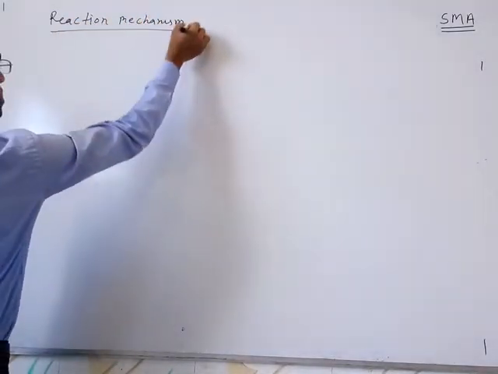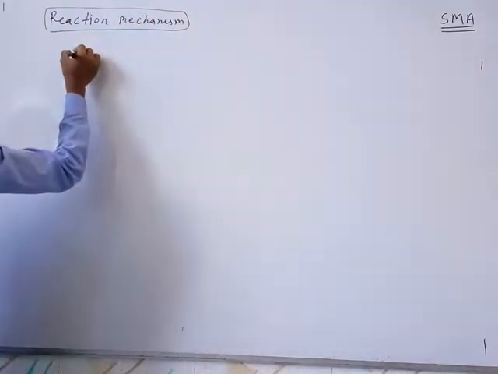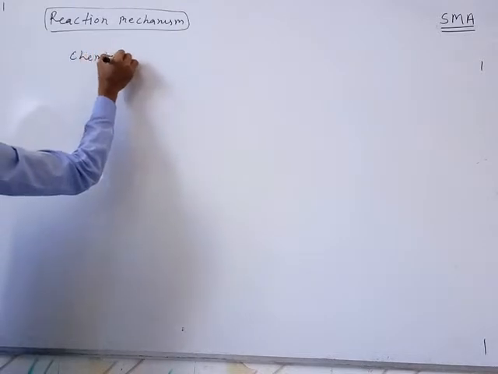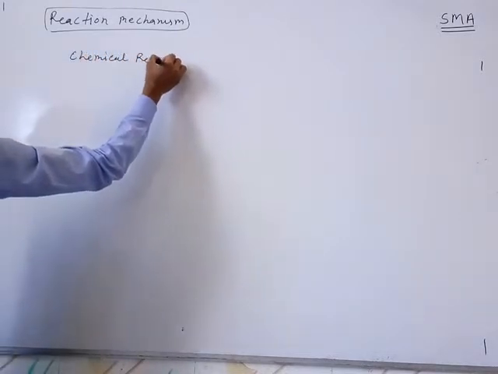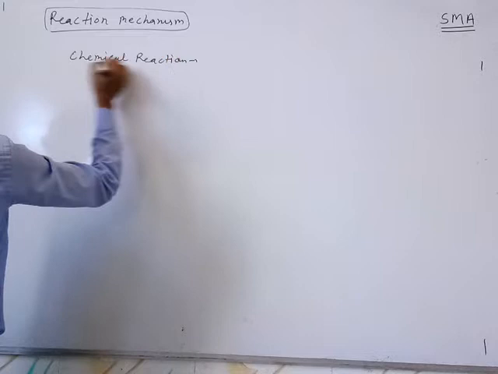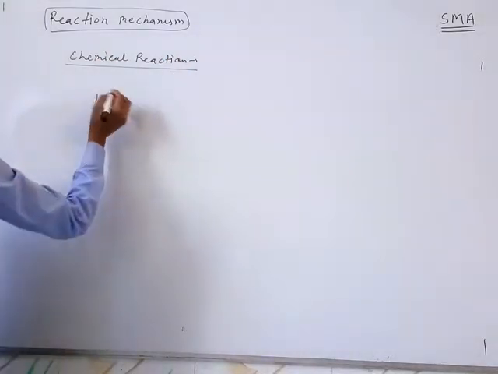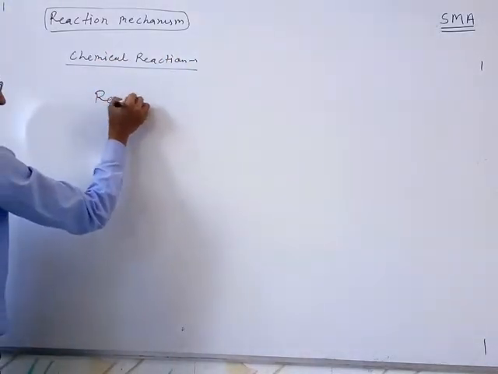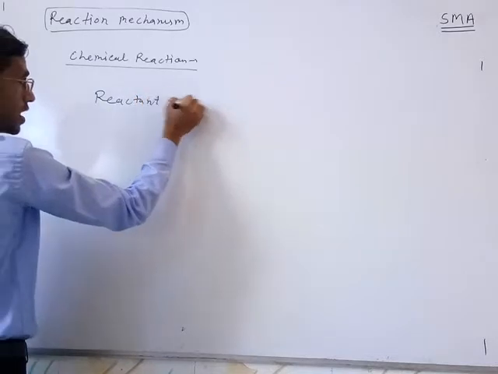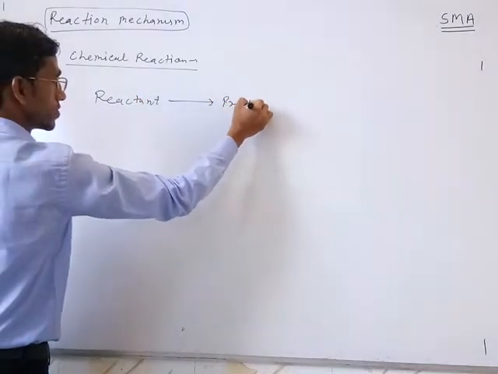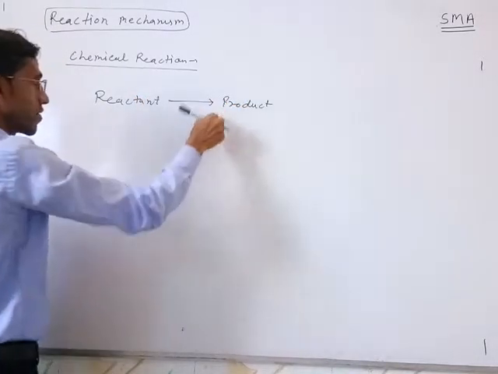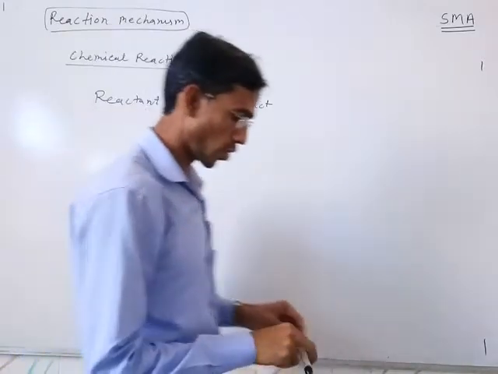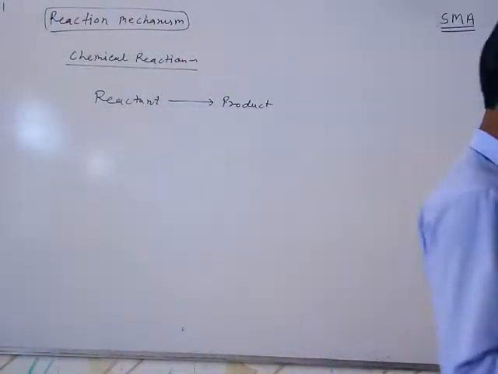Reaction mechanism. What is a reaction mechanism? What is a chemical reaction? We all know that reactant and product. Reactant is converted into the product. This is known as a chemical reaction.